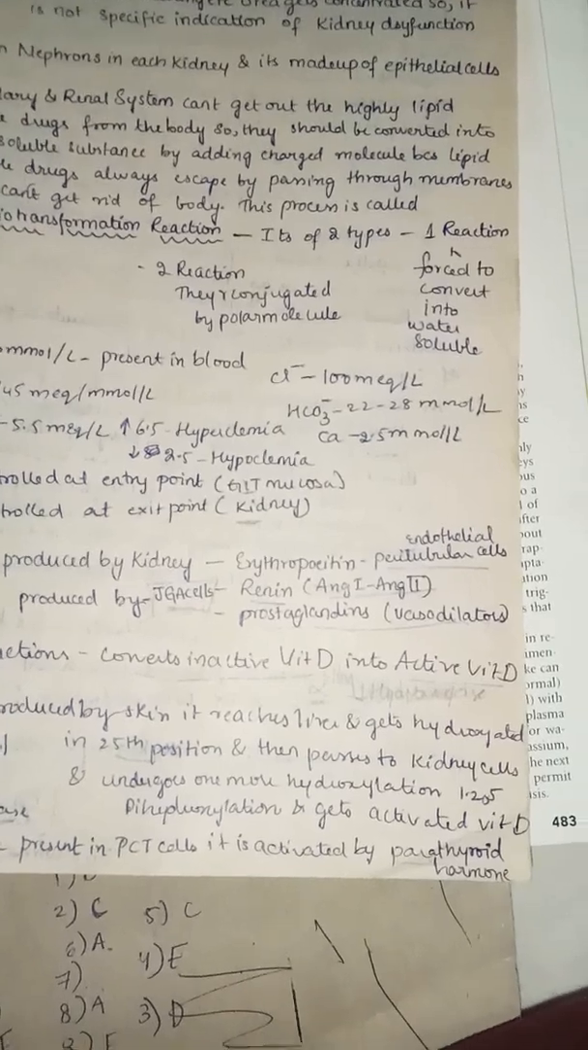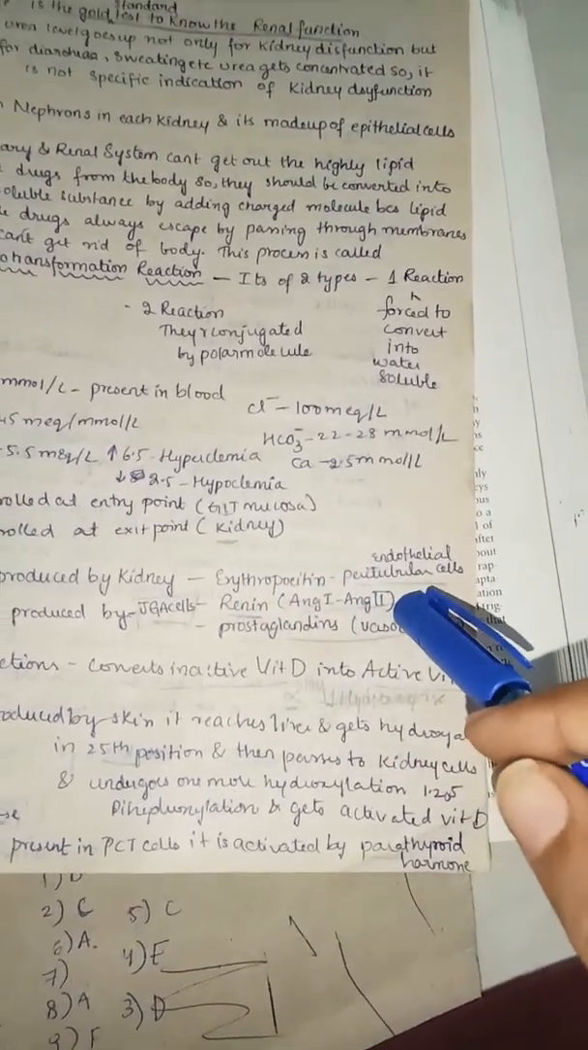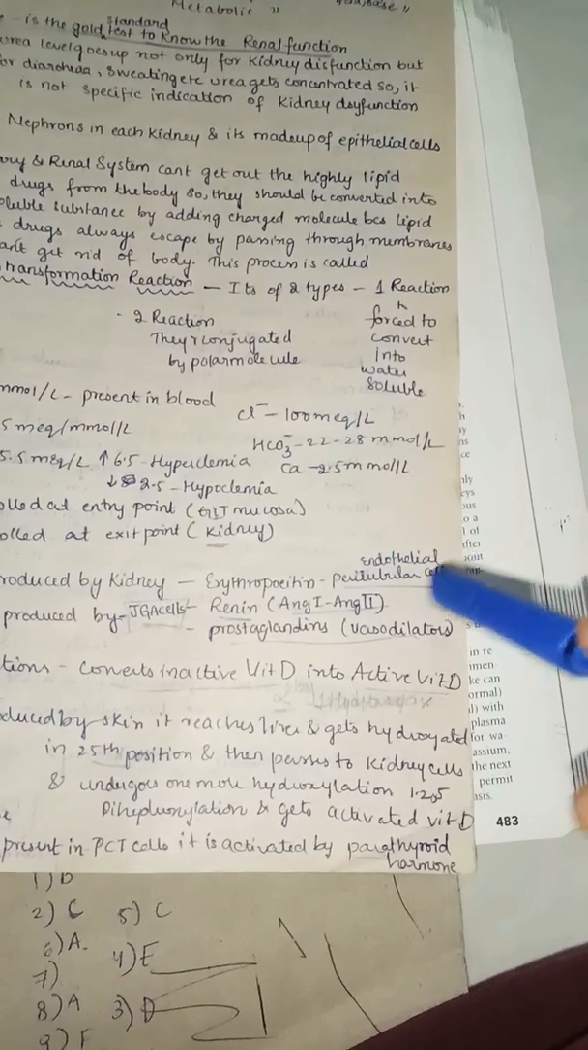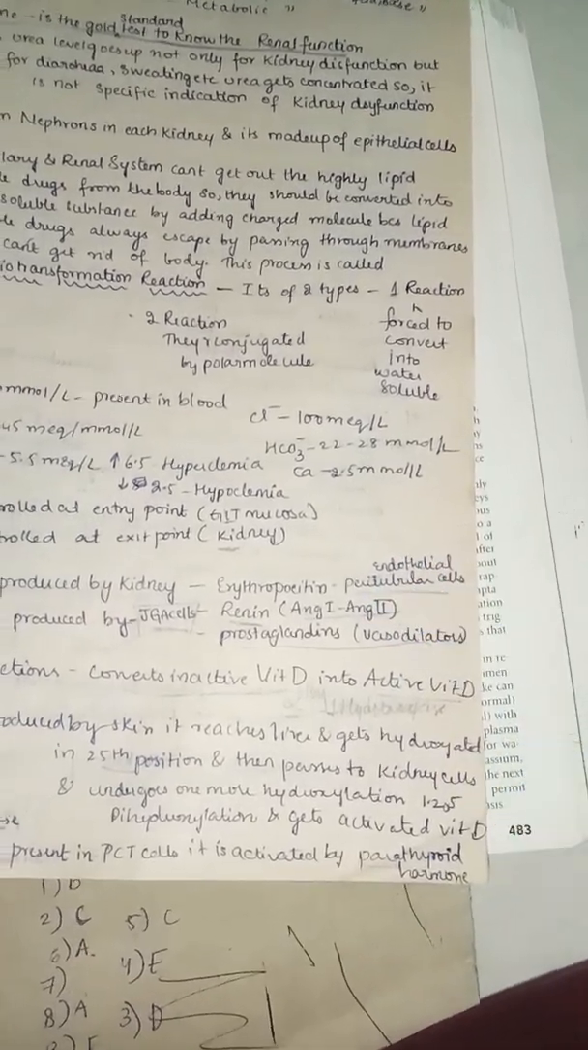Erythropoietin is mainly secreted from the endothelial cells of the peritubular capillaries. Peritubular capillaries are present around our PCT, proximal convoluted tubule, and distal convoluted tubule, and they have endothelium cells, right? So they mainly produce erythropoietin.